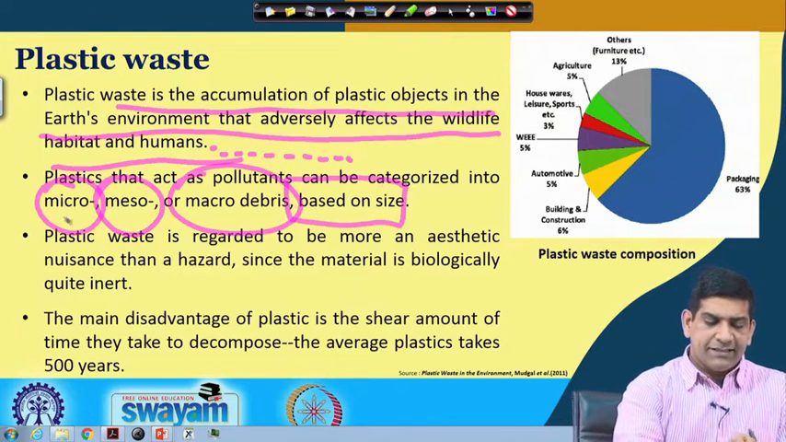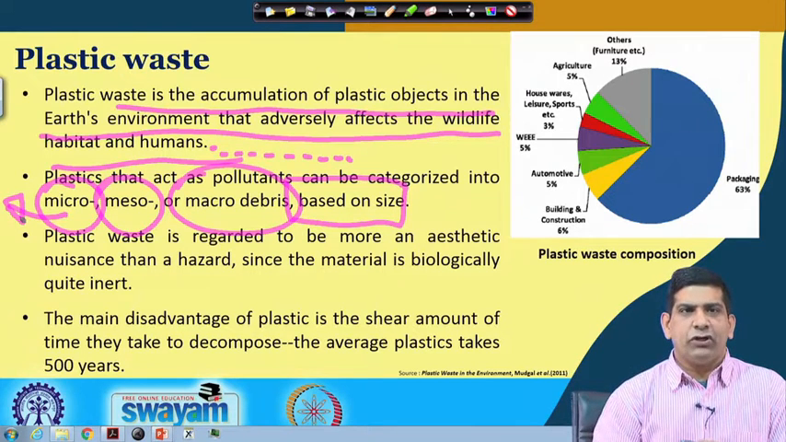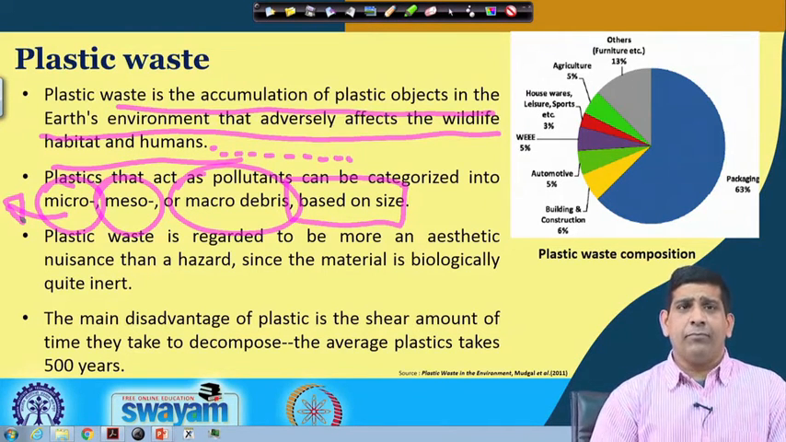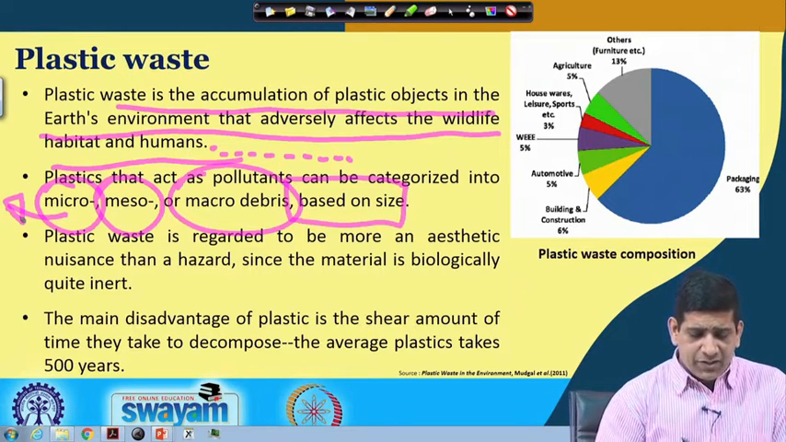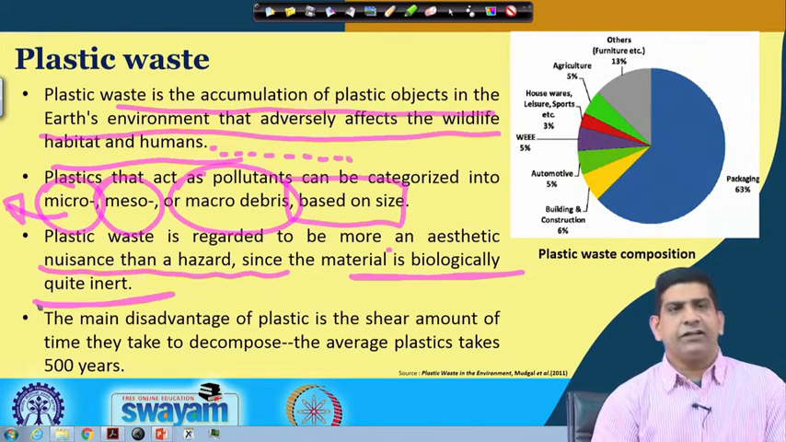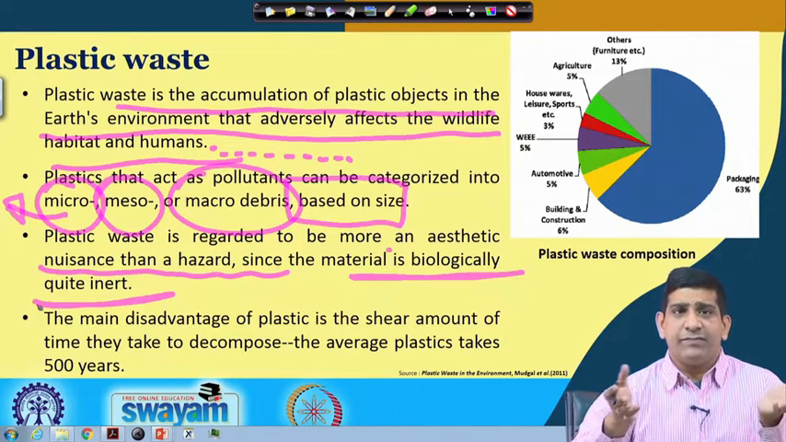So micro is considered more dangerous. That's why you hear many times that the ban on plastic is actually on thinner plastic, single use plastic, thin film plastic. That's what is being banned, because when it disintegrates and gets into a smaller particle size, it becomes bad for the environment. Right now it's regarded more as an aesthetic nuisance than a hazard, since the material is biologically quite inert. Plastic was designed to be biologically inert.